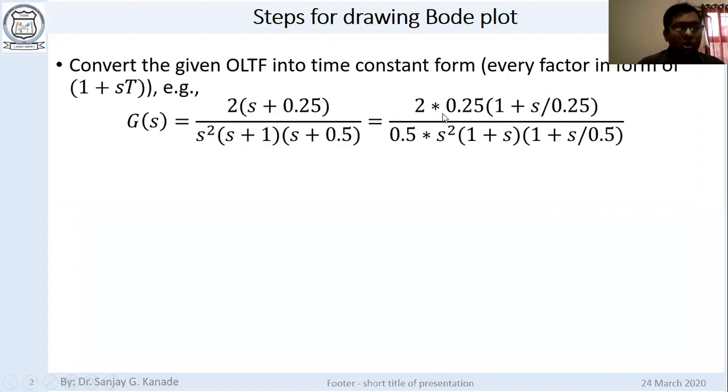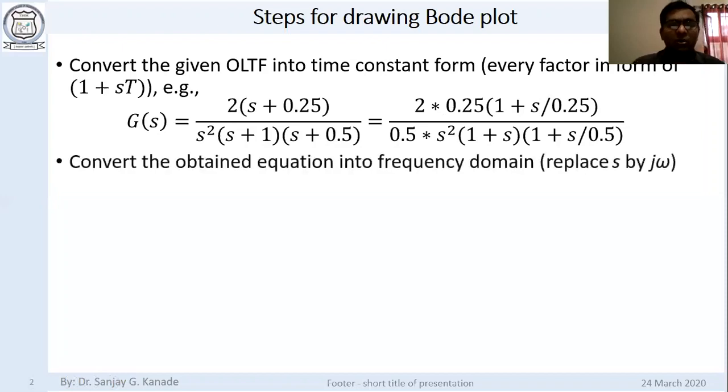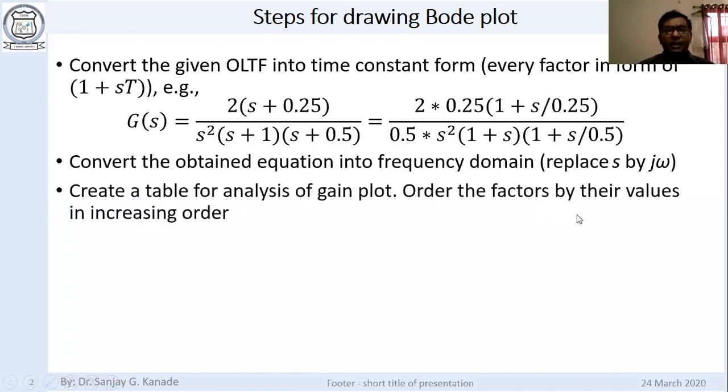Once you convert this OLTF into time constant form, we convert the obtained equation into the frequency domain, by replacing s with j omega. So s is replaced by j omega, and we get G of j omega. And now we create a table for analysis of the gain plot. How to create this table? Simply order all the factors by their values in increasing order.